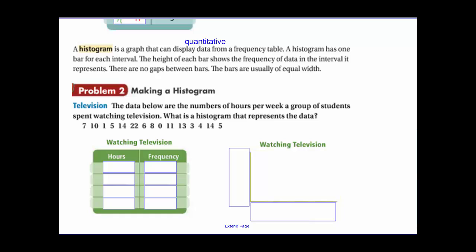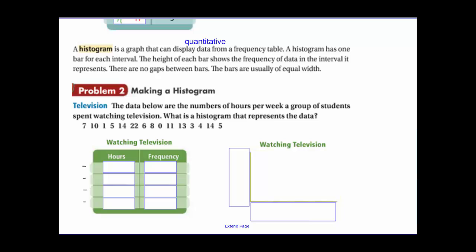So problem 2, making a histogram. We're going to look at television. The data below are the numbers of hours per week that groups of students spent watching television. What is the histogram that represents the data? First thing that's given to us is the frequency table on the left. We have 1, 2, 3, 4 classes again, or intervals, so we should see 4 bars when we create this histogram.